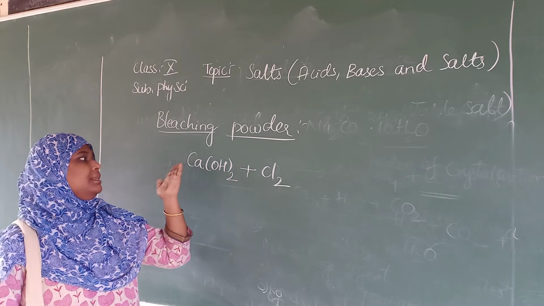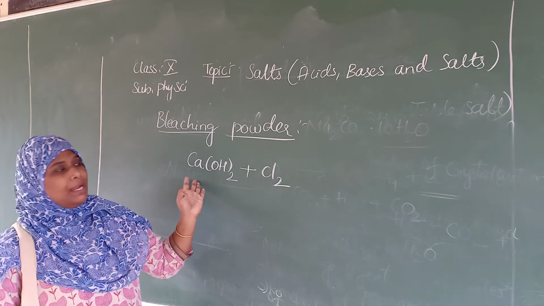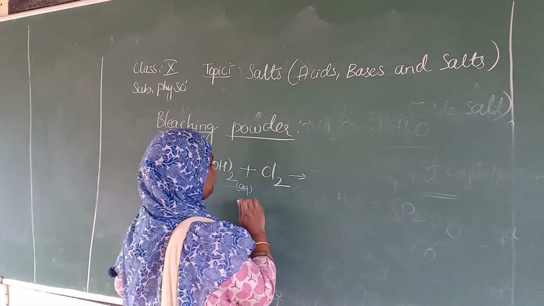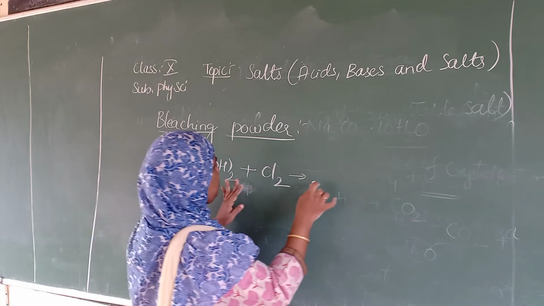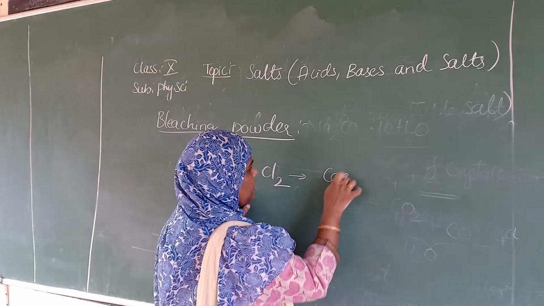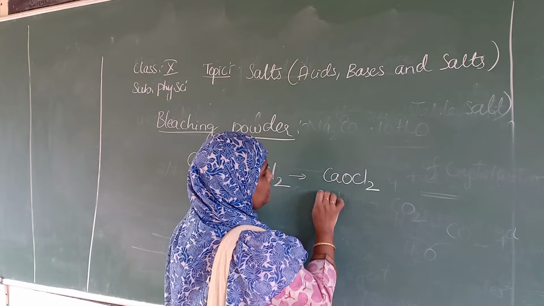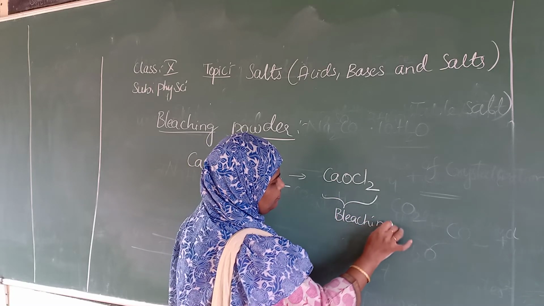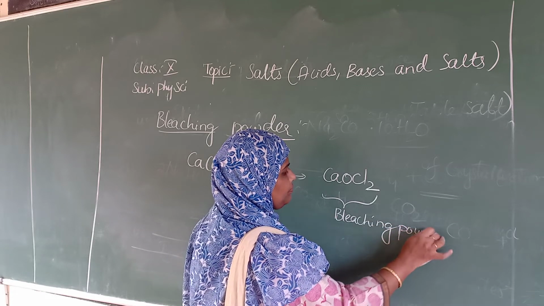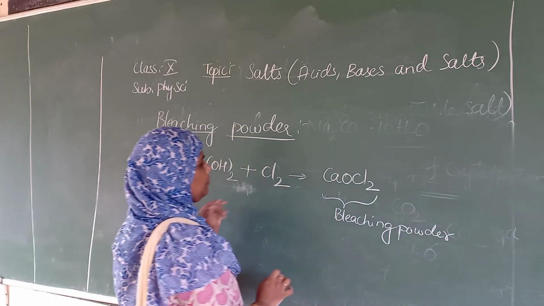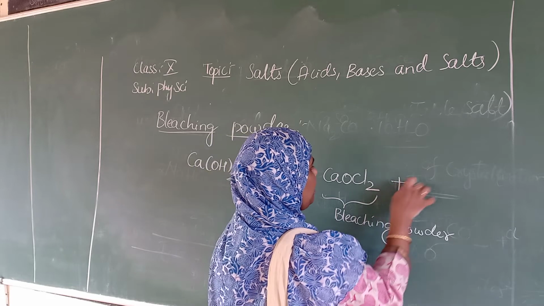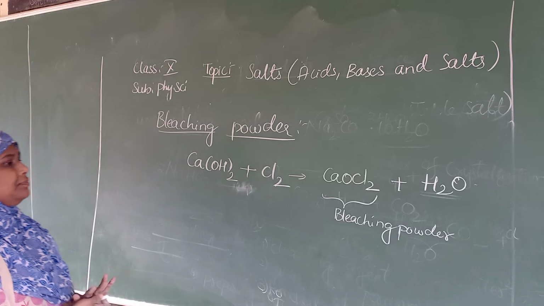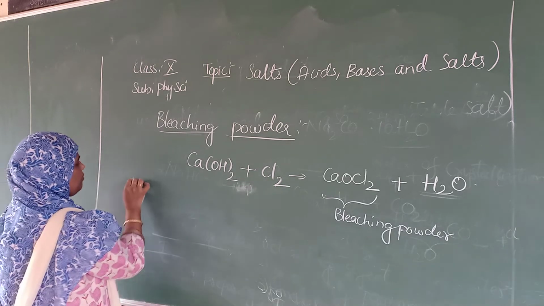That chlorine gas, whenever it is passed through calcium hydroxide solution, it will be giving calcium oxychloride, that is called as the bleaching powder. Okay. Calcium oxychloride and water. Okay. Let us see the uses of bleaching powder.